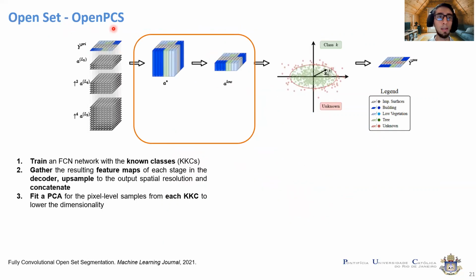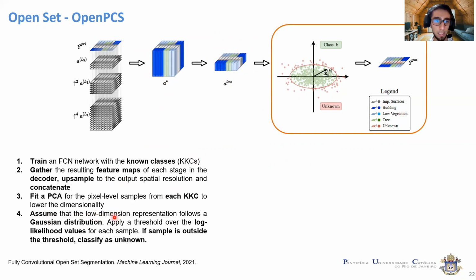This method then, what it does is this stacked representation, which is a representation for each pixel corresponding to the input image, we fit a PCA, principal component analysis model, for pixel samples of each class. So we obtain one PCA model for each class. And then we obtain the most important features of the PCA representation.